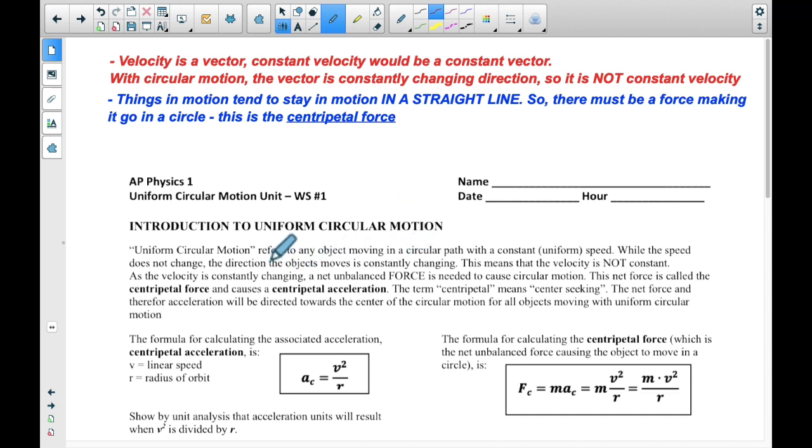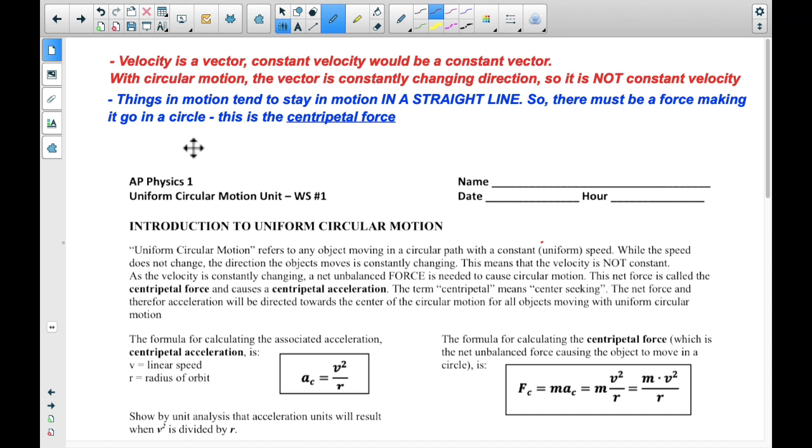So uniform circular motion refers to any object moving in a circular path with a constant uniform speed. While the speed does not change, the direction the object moves is constantly changing. This means that the velocity is not constant. As the velocity is constantly changing, a net unbalanced force is needed to cause circular motion. This net force is called the centripetal force and causes centripetal acceleration. The term centripetal means center seeking. The net force, and therefore acceleration, will be directed towards the center of the circular motion for all objects moving with uniform circular motion.